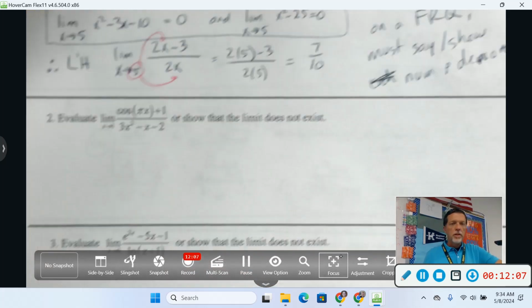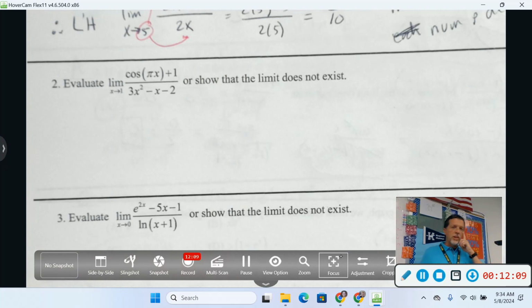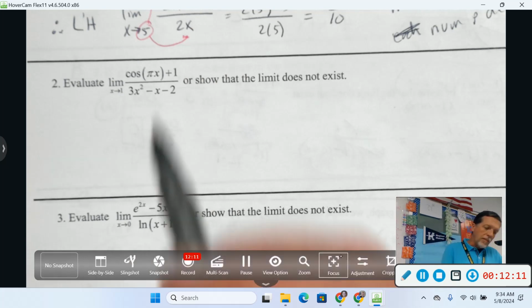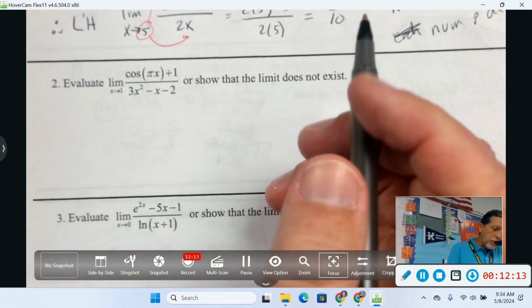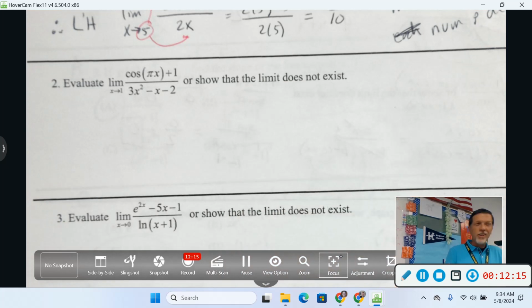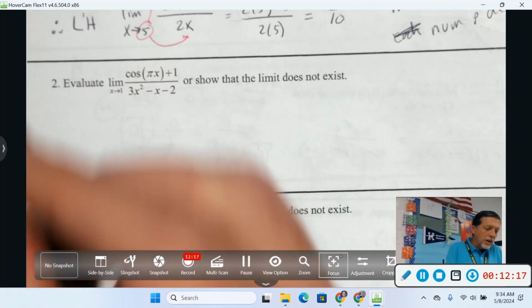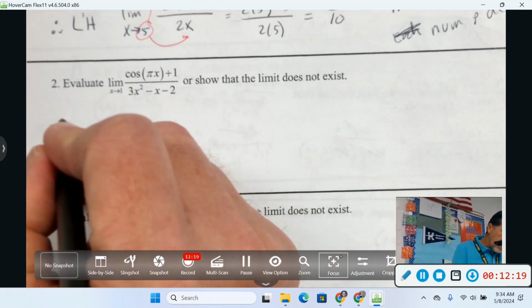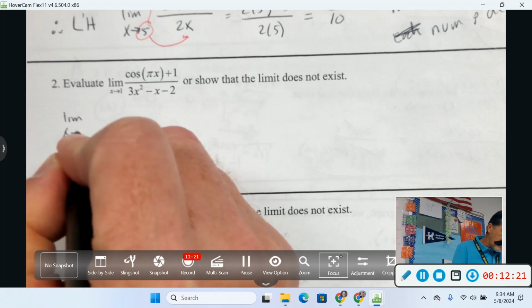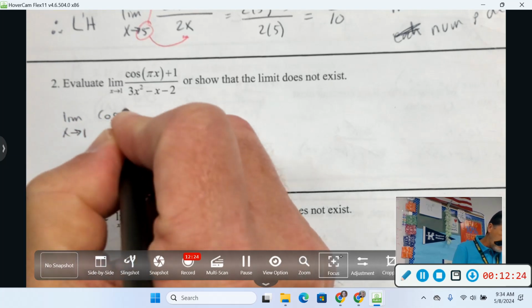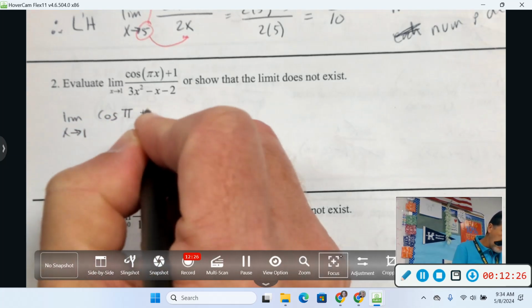Number 2, evaluate that limit or show that it doesn't exist. Again, you always have to check to see if substitution works. Although this is on the L'Hopital worksheet, so I'm pretty sure we're going to get 0 over 0. So let's jump to showing them separately here.